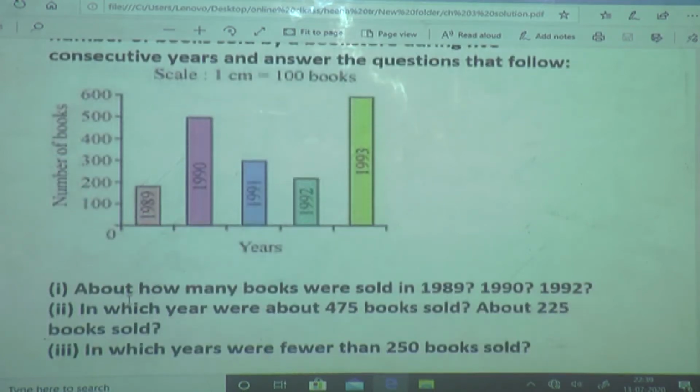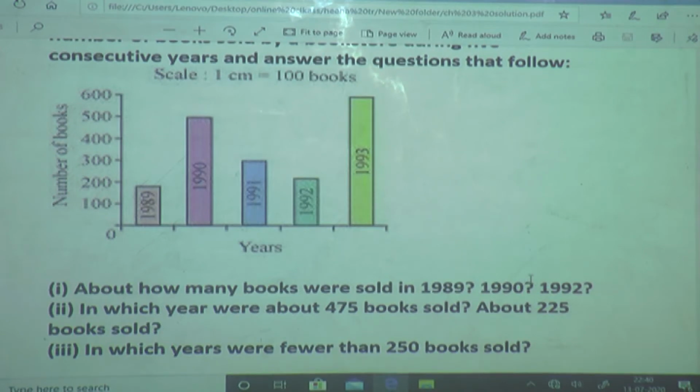Now we have some questions about how many books were sold in 1989. You can see this bar. You can compare with where it ends. It is near 200, but not exactly 200. It is somewhat less than 200. We can say how many books were sold in 1989: it may be 195 books.